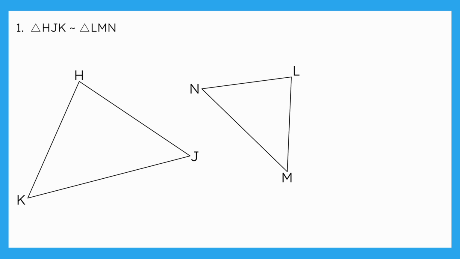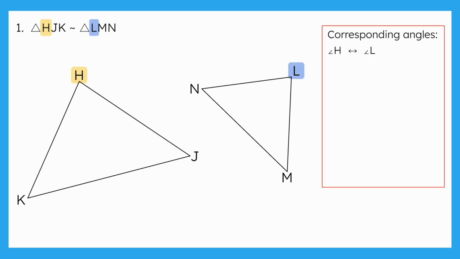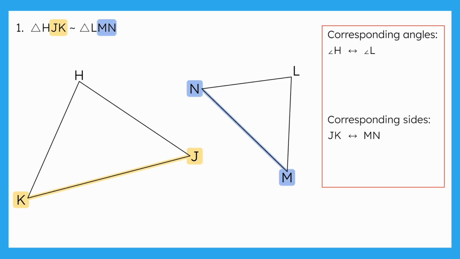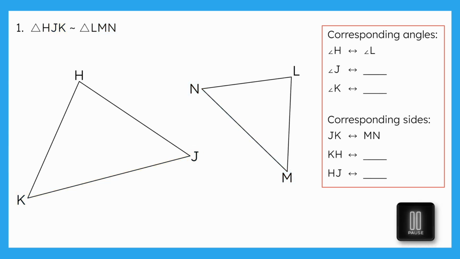In this example, angle H corresponds with angle L because they're both the first angles listed in the triangle name. Side JK, the side between angles J and K, corresponds with side MN. Pause here and list the two other corresponding angles and two corresponding sides using the similarity statement. Check your work. Remember, the key to similarity statements is the order of the letters in each triangle's name.